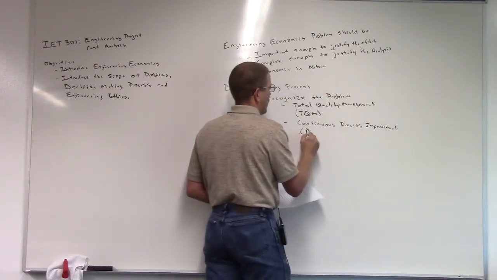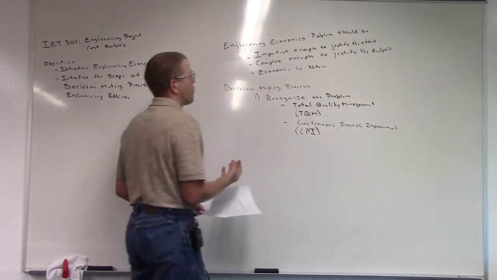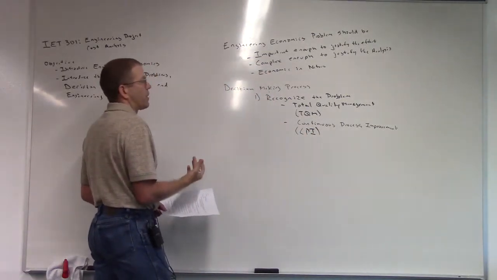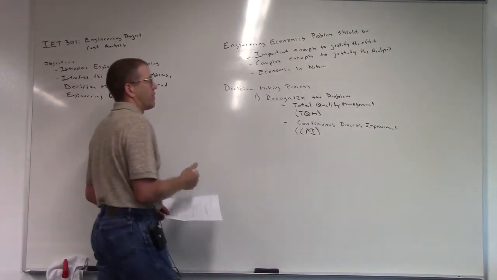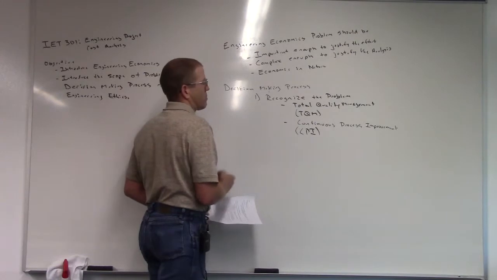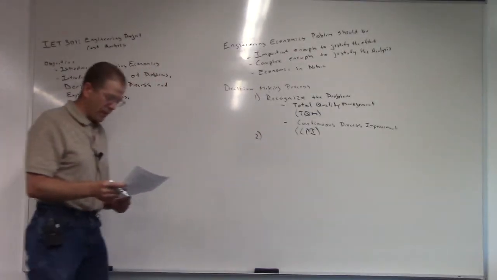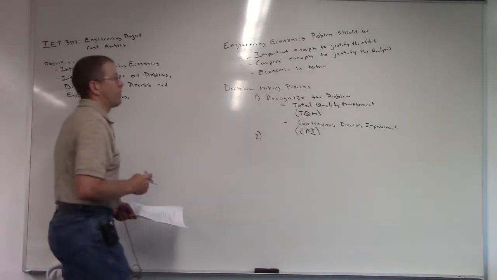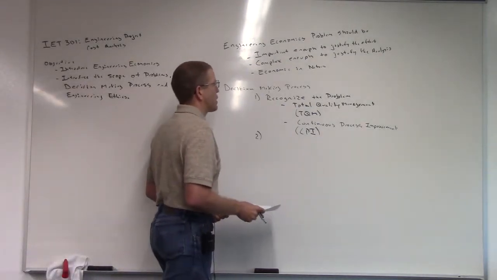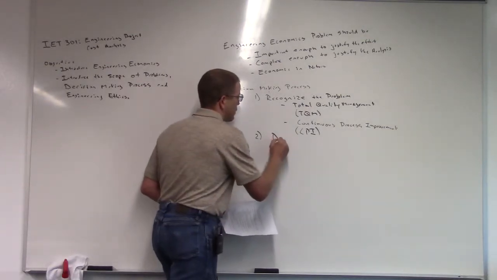Or CPI. Again, these are just ways that we can identify problems in a production environment or in some type of environment and recognize the problem and move through the solution process. Okay, second thing that we need to do in the decision-making process after we recognize the problem is to define our goals.